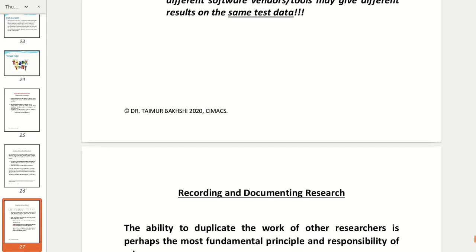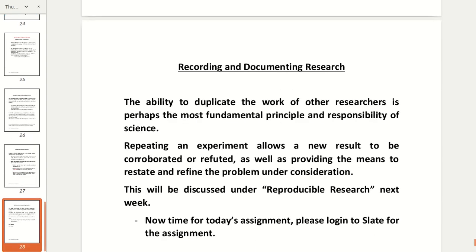Okay, then recording and documenting research. The ability to duplicate the work of other researchers is highly important. You publish a research paper, include all the sufficient details in it so that whenever somebody wants to carry out the same experiment, they can go ahead and carry out the experiment and validate your results. Okay, we call this reproducible research, and this is going to be the topic of our next lecture.